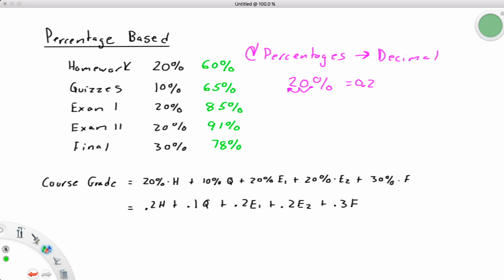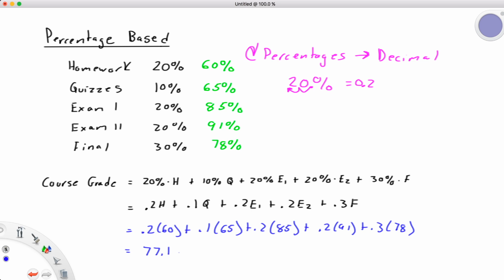And so what we would do here is plug those values in for each of the variables, right? So now we have 0.2 times 60 plus 0.1 times 65 plus 0.2 times 85 plus 0.2 times 91 and plus 0.3 times 78. And so when you add all of these up and do the multiplication, this would then total to a 77.1. And so this would represent your final grade in this course, a 77.1%.